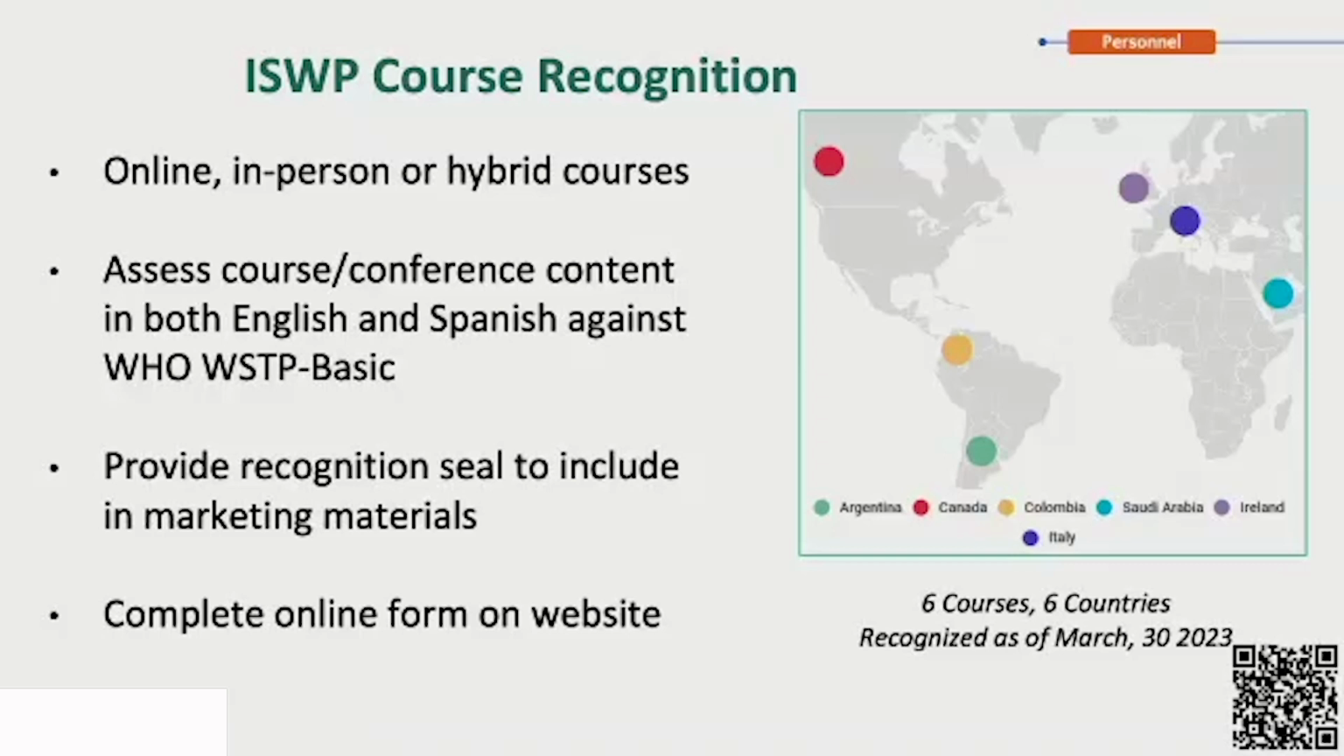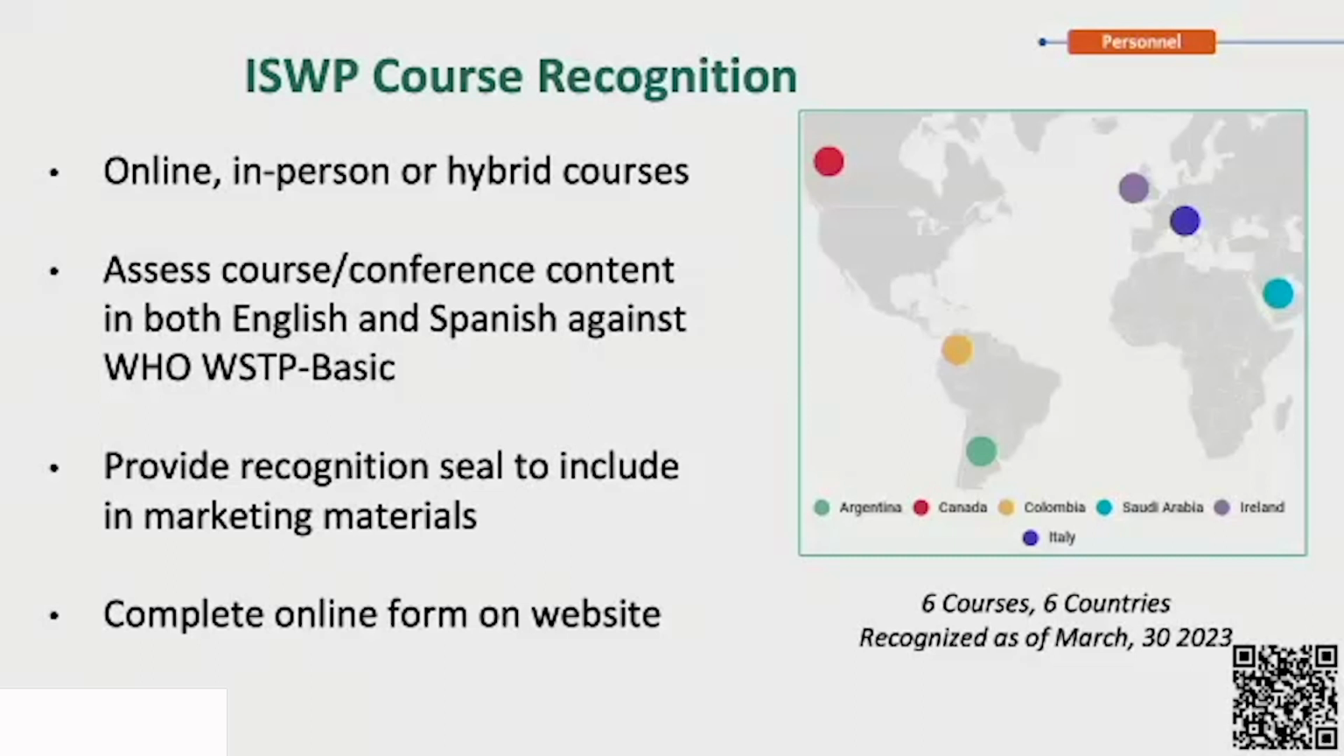They can be online, they can be in person, or they can be a hybrid course. And we at ISWP assess the course content in English and Spanish. We have the resources to look at courses in English and Spanish right now. So those are the types of courses we're able to recognize. Upon completion of the assessment, the course receives a recognition and a symbol that they can use in their promotion materials and advertising their program to attract students.